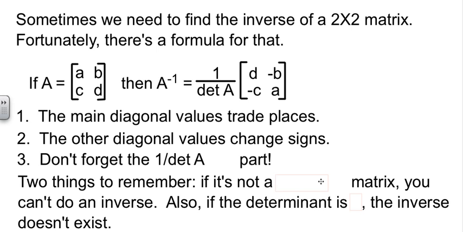Two things to keep in mind. If it's not a square matrix, you can't do an inverse for it. It has to be square. And the other important thing to keep in mind, if your determinant turns out to be 0, the inverse doesn't exist, because 1 divided by 0 is undefined, and you can't do that.